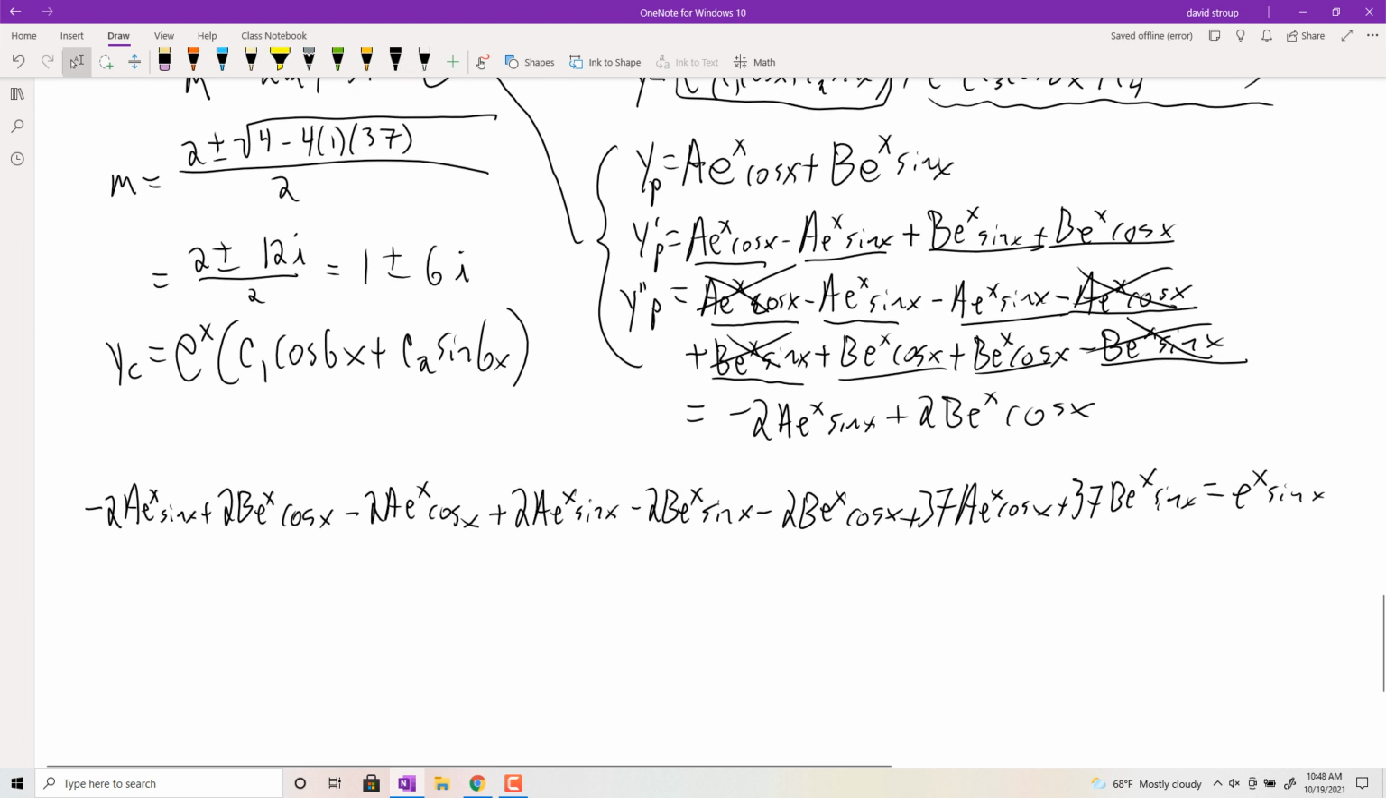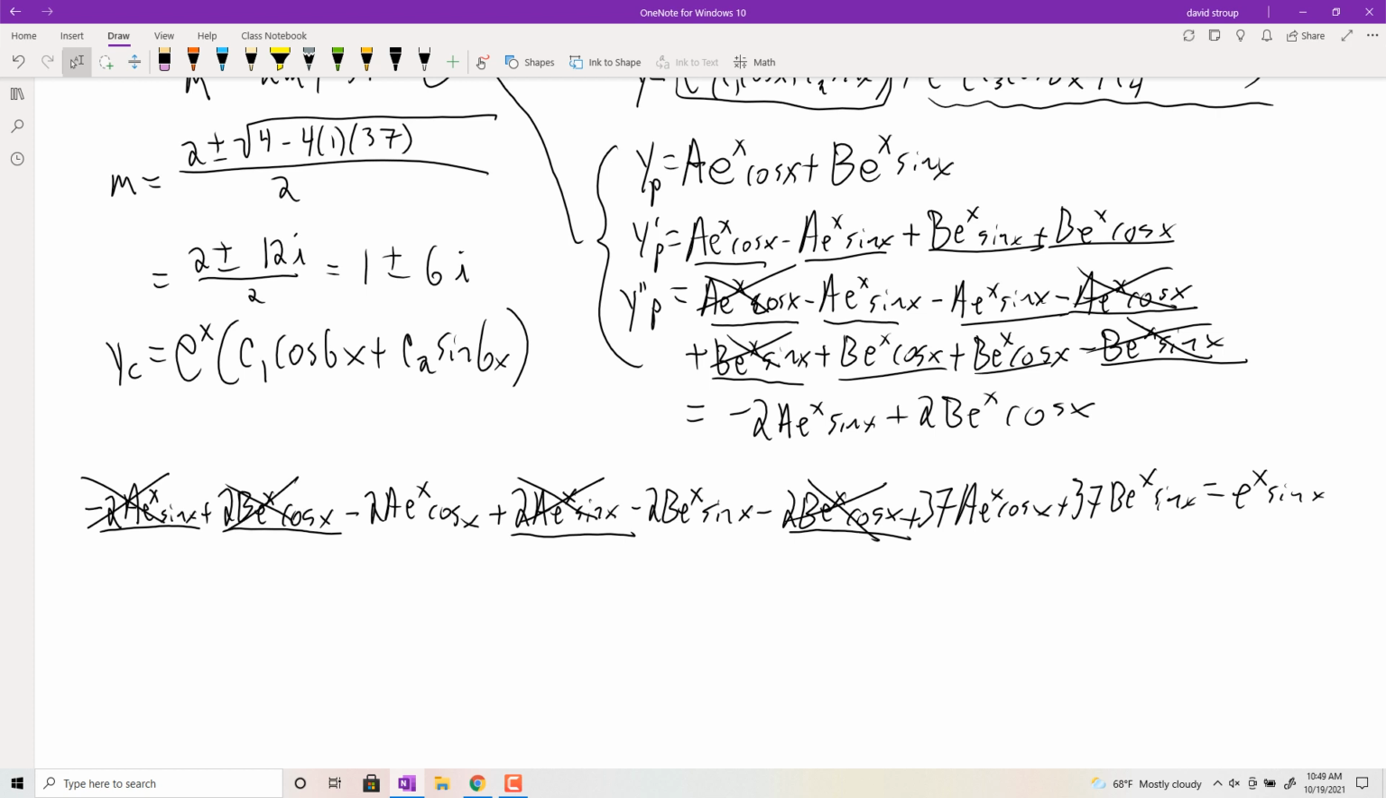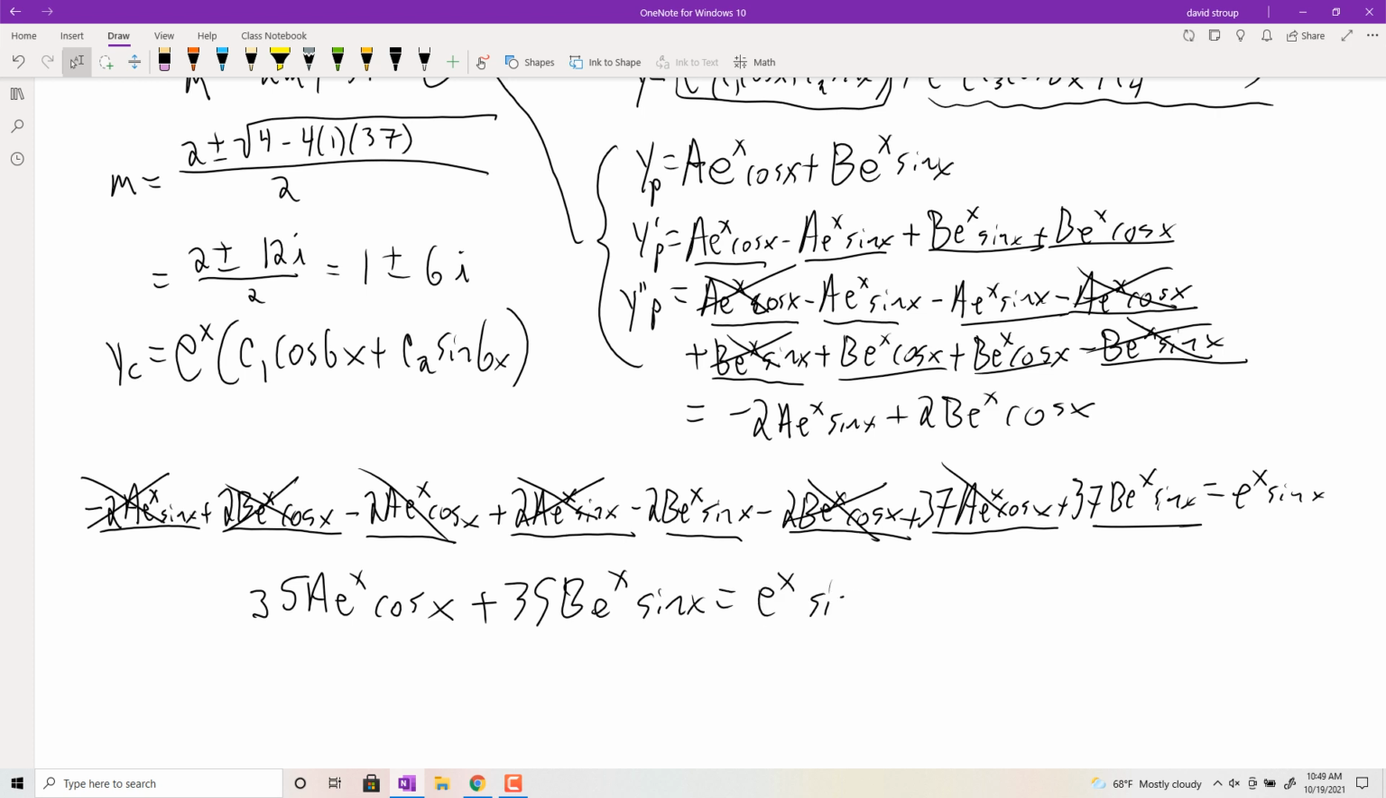And then start combining like terms if possible. So what do we got here? Negative 2A e to the x sine x's plus 2A e to the x sine x's. Those are gone. 2B e to the x cosine x minus 2B e to the x cosine x. Those are gone. So it looks like I'm getting negative 2A e to the x cosine x plus 37A e to the x cosine x is 35A e to the x cosine x. And then negative 2 of those plus 37 of those, plus 35B e to the x sine x equals e to the x sine x.